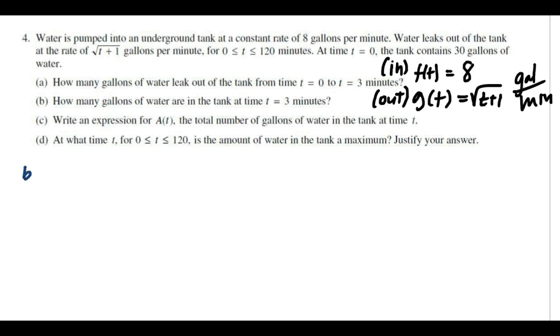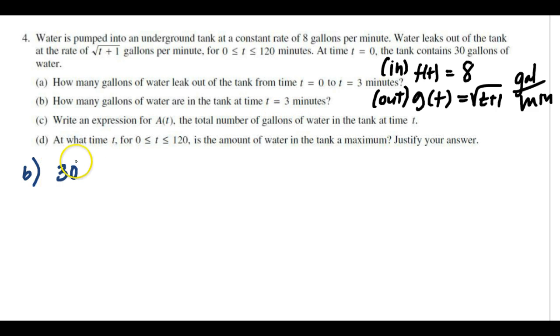So for part B, we're going to go ahead and start with the fact that there were 30 gallons in the tank to begin with. But then I have to consider, well, how many gallons have entered the tank during that time frame of the first 3 minutes? And then I have to think about, well, how many gallons leaked out of the tank during the first 3 minutes to figure out the total number of gallons that were in the tank at 3 minutes.